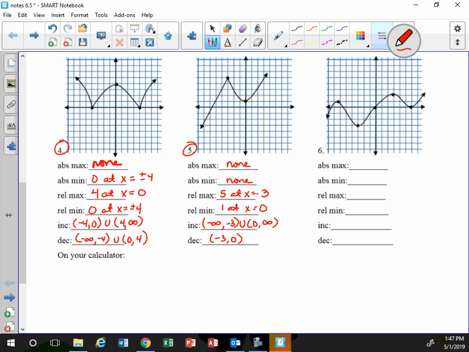Okay. Let's just do 6 together. These dots, like right here, 0, 0. I guess that's really weird. That's on there. Does that really matter? No, it doesn't really mean anything. So let's just go through it together. Absolute max, what do you think? None. Absolute min? None. All right, relative max. We have a couple of them.